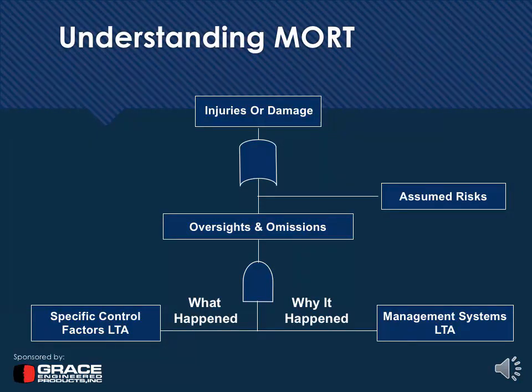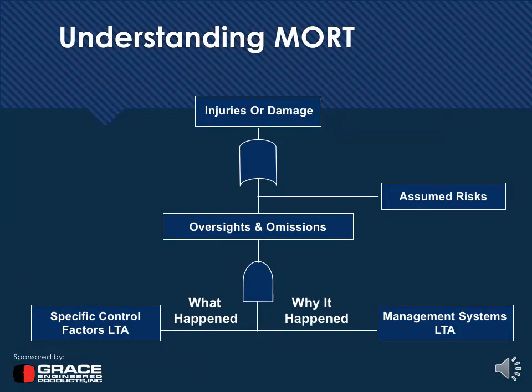So let's take a look at the chart and read it from top to bottom and see what we can make out of this. If we've had a loss or an injury in the system, we've either had an oversight or omission, or we assumed too much risk, meaning we assumed risk that we should have done something about. If we've had an oversight or omission, then we had to have a specific control factor fail and a management system fail.